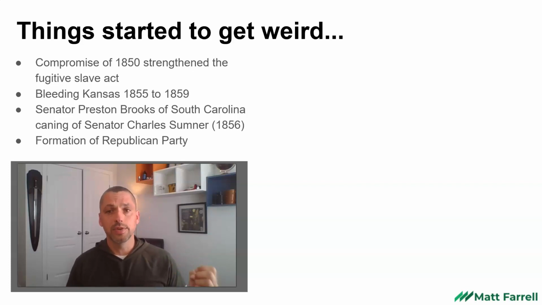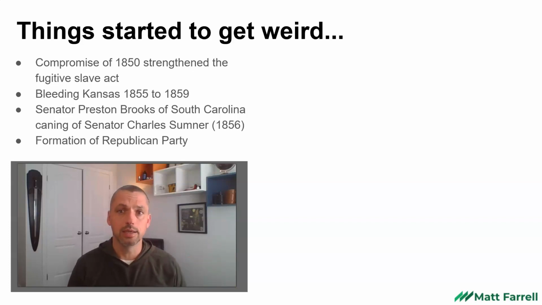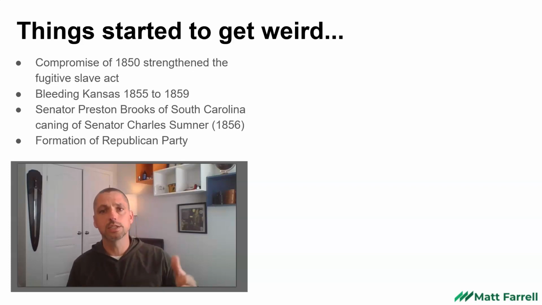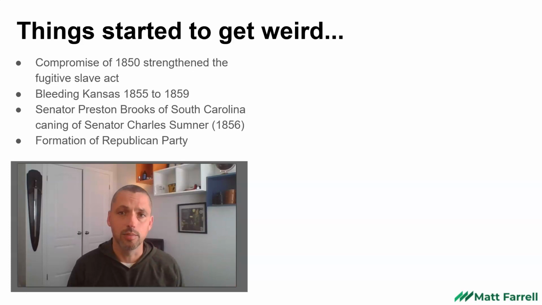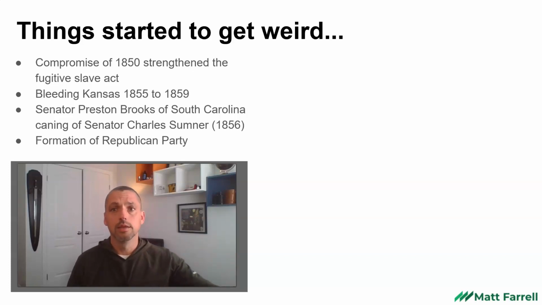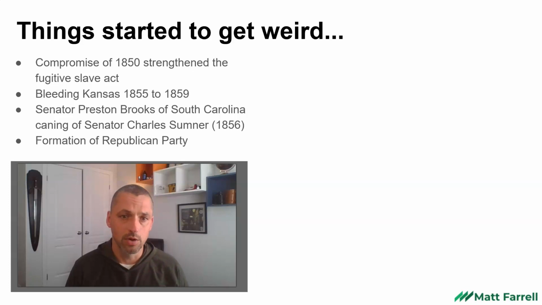The Compromise of 1850, part of that compromise was a strengthening of the Fugitive Slave Act. With more free states coming into the Union and popular sovereignty being employed, there was concern in the South that slaves would try to escape and gain their freedom by joining a free state and getting their citizenship. And they didn't want that to happen. So there was a strengthening of the Fugitive Slave Act that required slaves to be repatriated back to their owners.